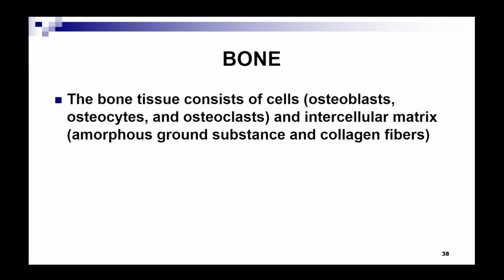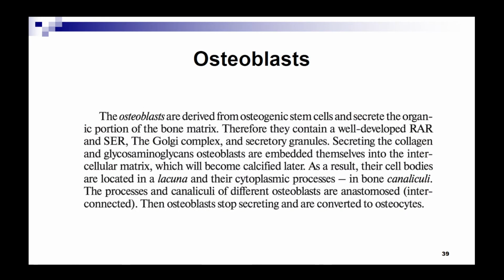Okay, the bone. Bone tissue consists of its cells, osteoblasts, osteocytes, and osteoclasts, and the intercellular matrix: amorphous ground substance and collagen fibers. Osteoblasts. The osteoblasts are derived from the osteogenic stem cells and secrete the organic portion of the bone matrix. Therefore, they contain a well-developed rough endoplasmic reticulum and smooth endoplasmic reticulum, the Golgi complex and secretory granules. Secreting the collagen and glycosaminoglycans, osteoblasts embed themselves into the intercellular matrix, which will become calcified later.